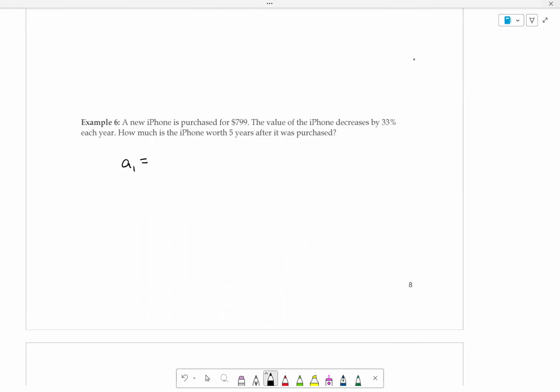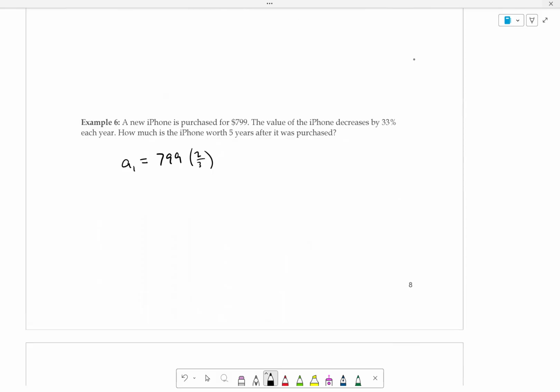Okay. Let's talk about the first year. When it's purchased at $799, one year later, it's 799. What do I do? Yes, Lucas. I would do 799 times 2/3 to the n minus 1. Does 2/3 make sense? Why 2/3 if it's 33%? It goes down by 33% each year, so it maintains 2/3 of the price.